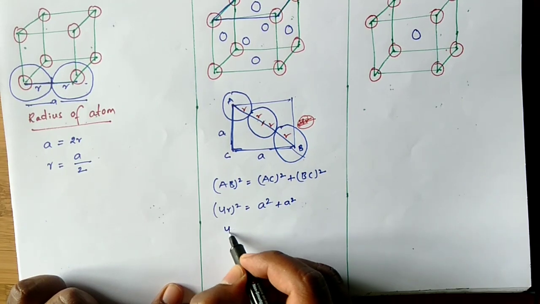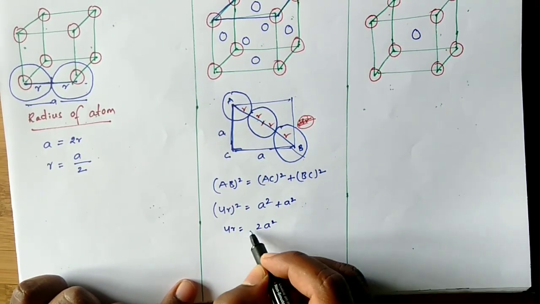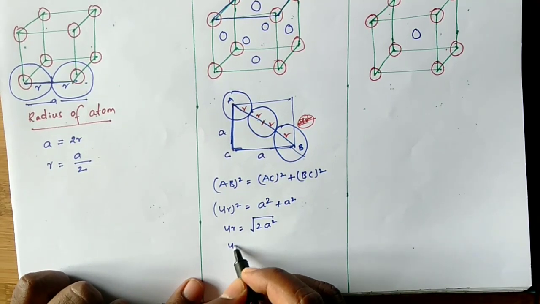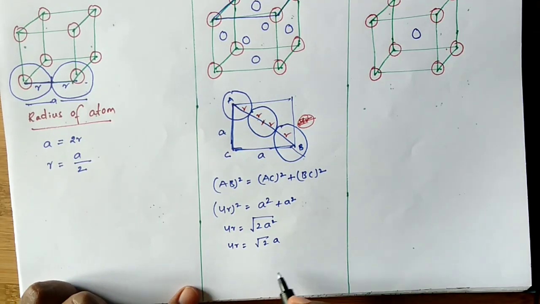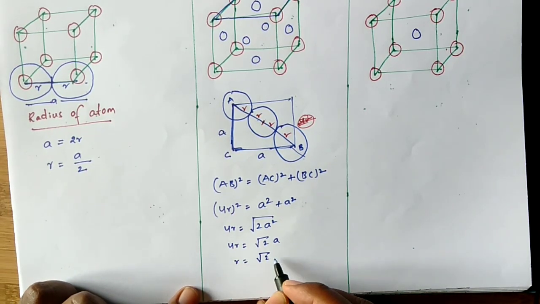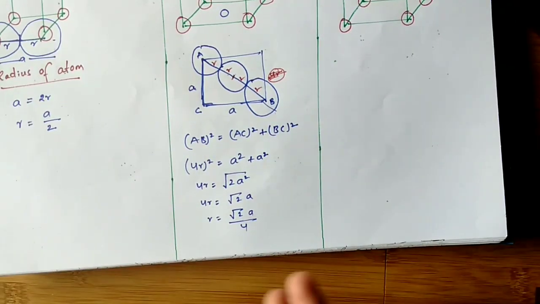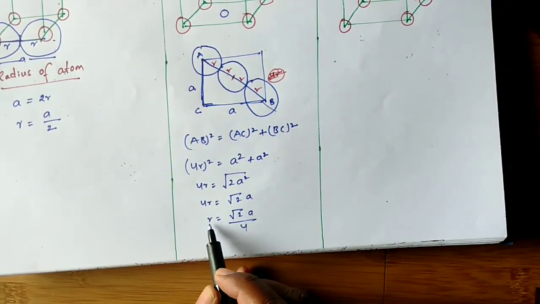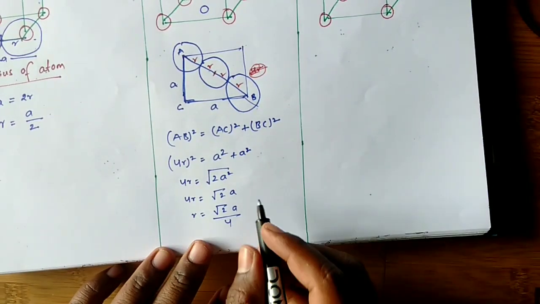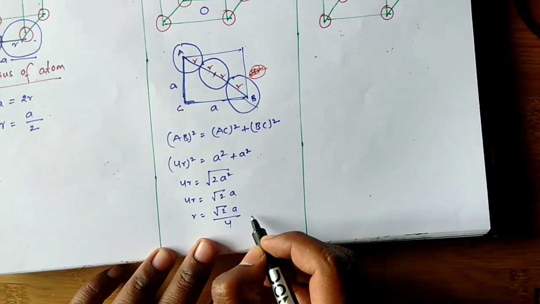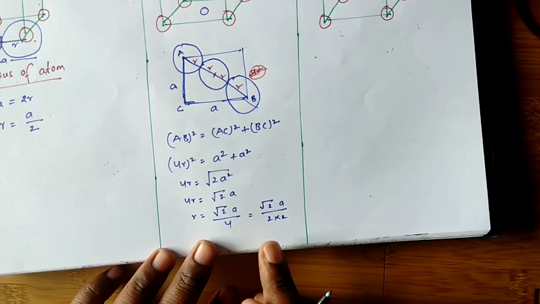Now 4r equal to, shall I take here 2a square, the root 2a square. Now 4r equal to what? Root 2a. R equal to root 2a by 4. So directly you can take the relation between radius and edge length. Or you can simplify like this. This 4 I can write 2 into 2, right? Under root 2a by 2 into 2.